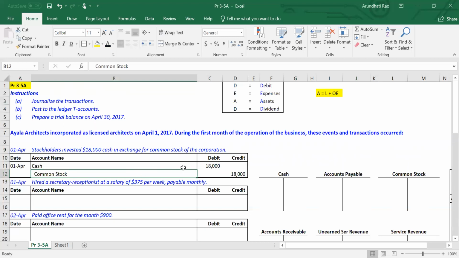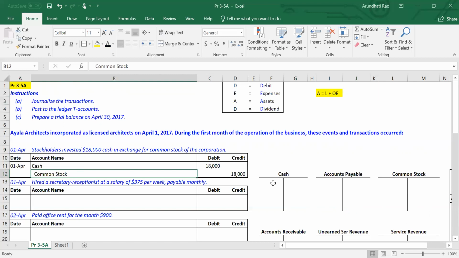Now from this journal entry, we need to post the information into the ledger. We can do it after each journal entry, or I can do it after all the journal entries have been completed for the month, and I can do it all at one time. If I post from the journal to the ledger one at a time, that's called real-time posting. If I do it at the end of the day or end of the month, it's called batch posting. Given our problem is really small, I'm going to do the real-time posting.